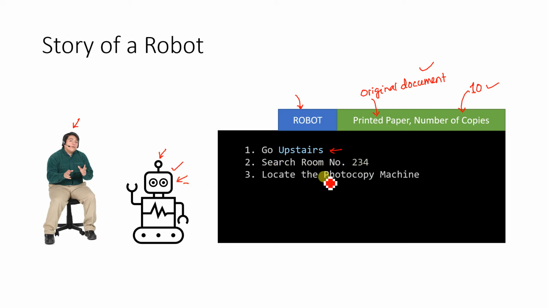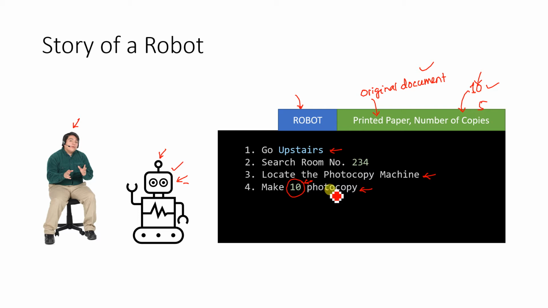Then locate the photocopy machine. After entering that room, he will locate the photocopy machine. After locating that machine, he has to make 10 photocopies, depending upon the number of copies. I have just given 10 because I have given the input as 10. If it will be 5, then obviously this line must be changed to 5.